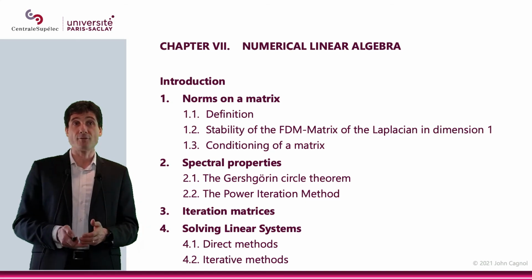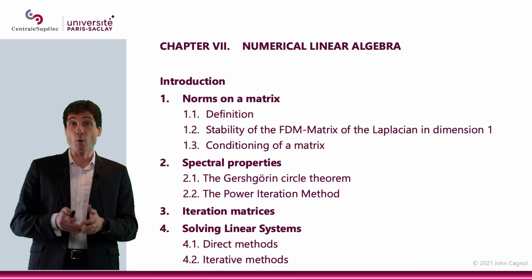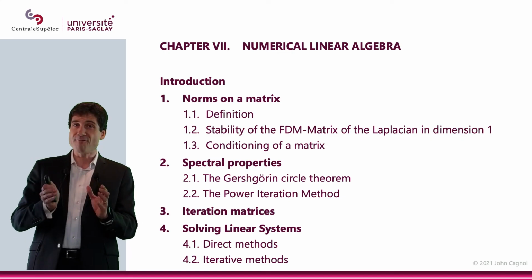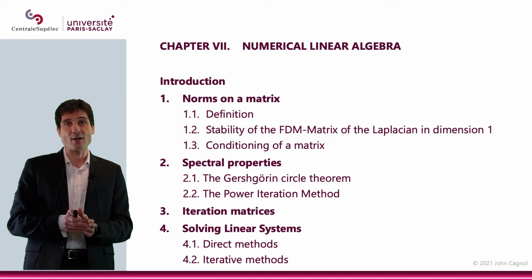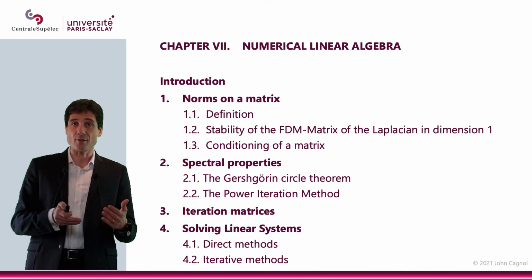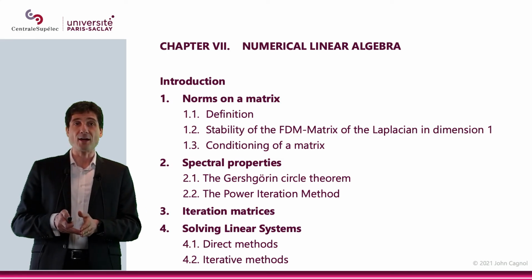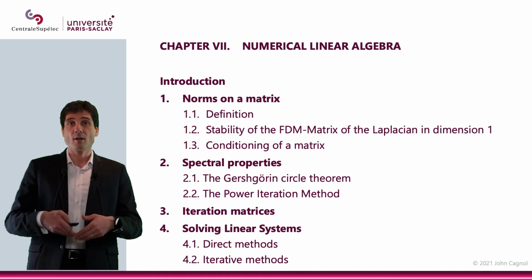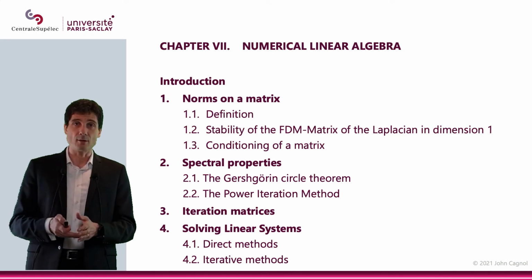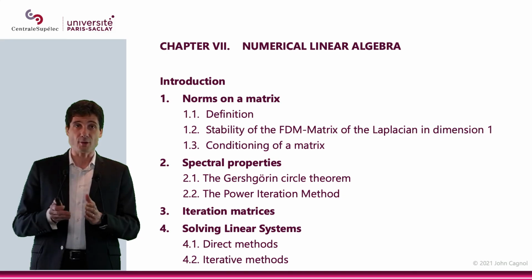The second section of this chapter 7 will be devoted to spectral properties, in other words, eigenvalues. We will discuss a theorem, the Gershgorin circle theorem, to find where these eigenvalues can possibly be located. And then we will discuss a method to find the possible largest eigenvalue in absolute value, and that will be the power iteration method. That will allow us to find this largest eigenvalue that will be called the spectral radius. So that will be section 2, composed of 2 videos.